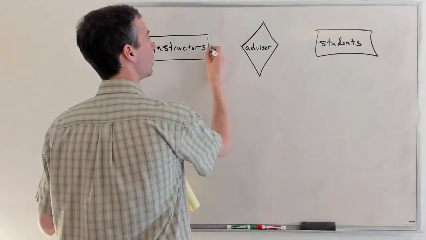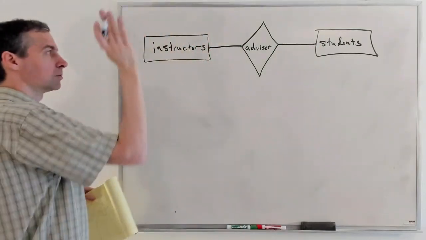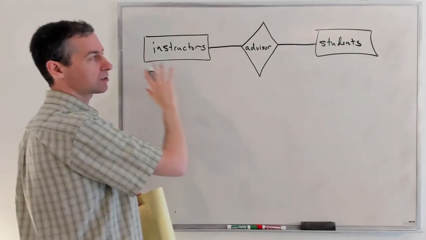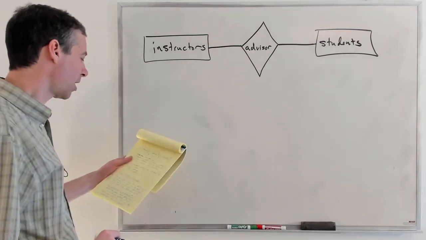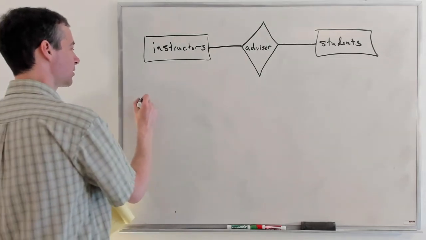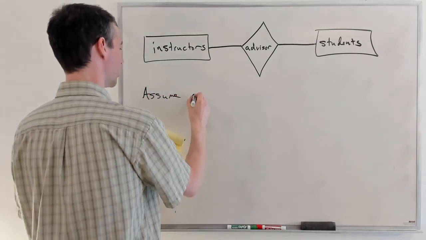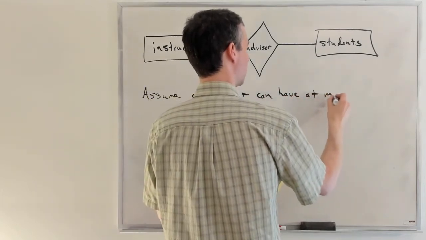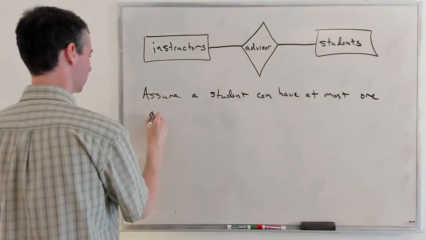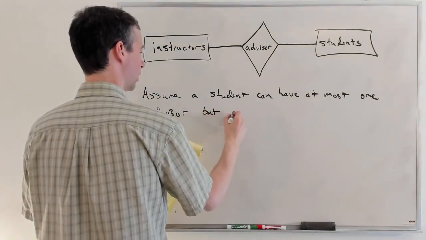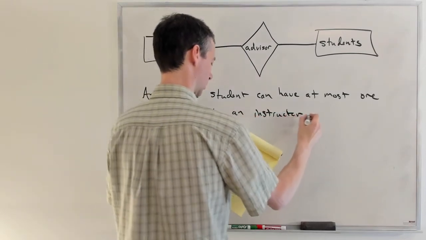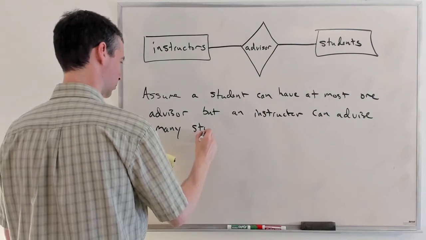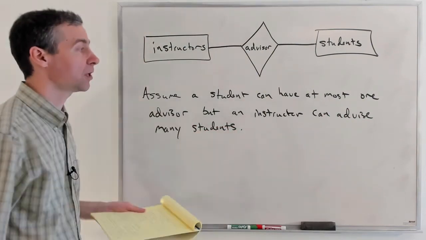All right, so we go ahead. We've got this relationship. We draw those lines. So great, we've got some entities. To do this properly, when you do your diagrams, you're going to need your attributes. This is just to make it quick for drawing purposes. All right, so let's set up the problem. Assume, this is the way I would normally think it would be, assume a student can have at most one advisor, but an instructor can advise many students.